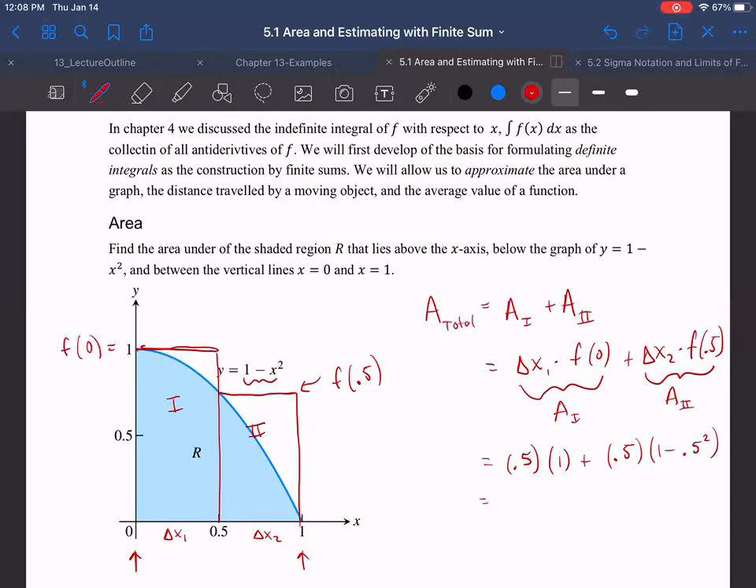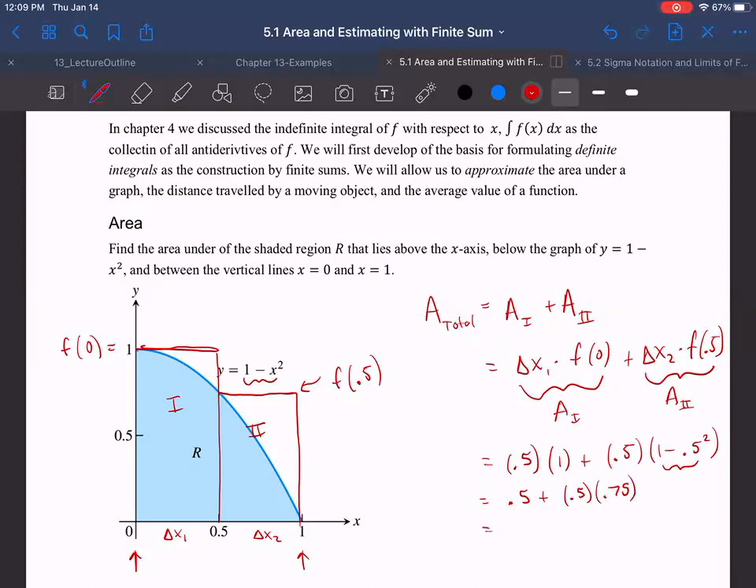So on the first term, we have 0.5 times 1, which is just 0.5. Then we have a plus here. So in this little part, we have 1 minus 0.5 squared. So it's half of a half, which is 0.5 squared, so that's 0.25. And 1 minus 0.25 is 0.75. And so then we need a half times that. So we're going to end up with 0.5 times 0.75.